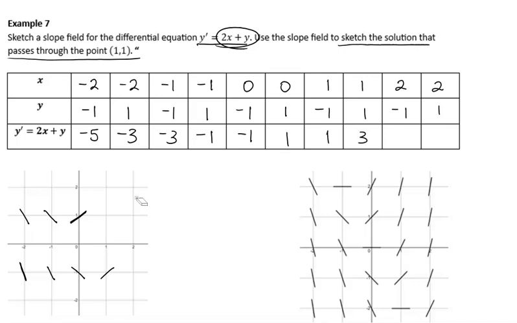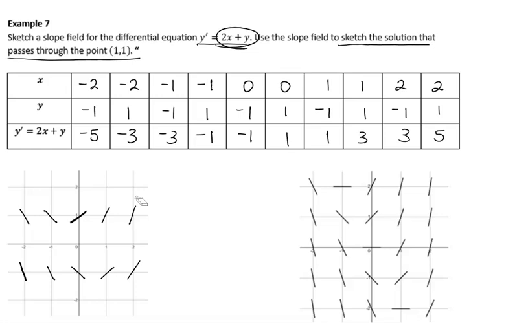So I'm again going to sketch a positive sloped line segment, but I'm going to make it a little bit steeper since the slope is 3 there. And then I have 2 more points that give me slopes of 3 and 5 at 2, -1 and 2, 1. So this is what the slope field looks like from just the points that we sketched.